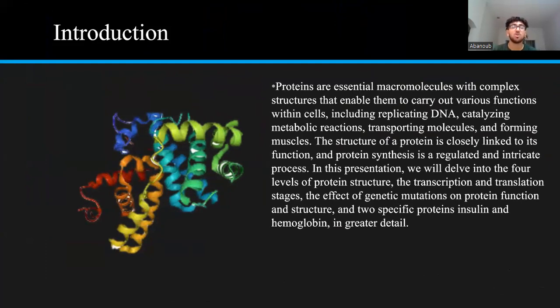Proteins are essential macromolecules with complex structures that enable them to carry out various functions within the cell, including replicating DNA, catalyzing metabolic reactions, transporting molecules, and forming muscles. The structure of a protein is closely linked to its function. In this presentation, we're going to go over the four protein structures, transcription, translation, and effects of genetic mutation on protein function and structure. And then we're going to go over two specific proteins, insulin and hemoglobin.